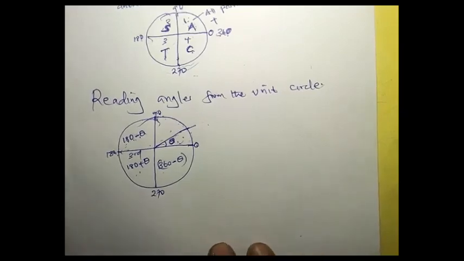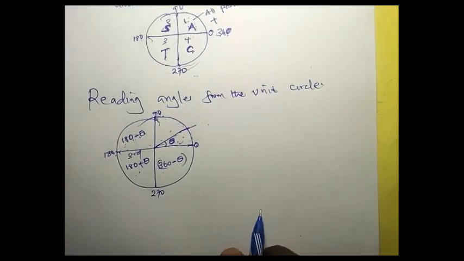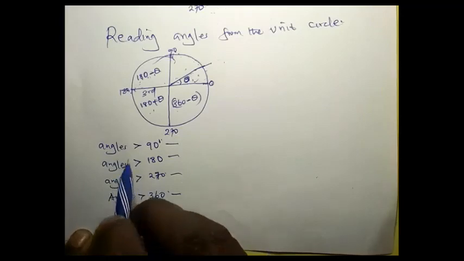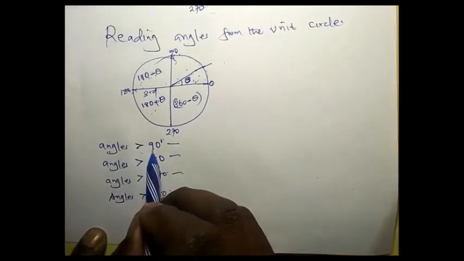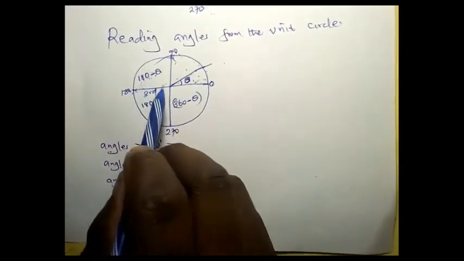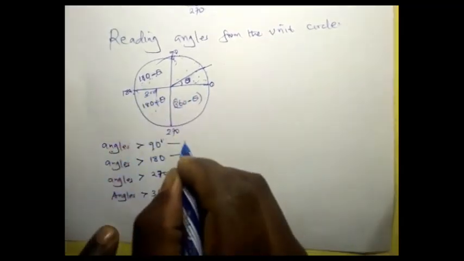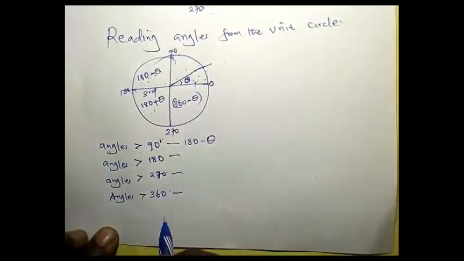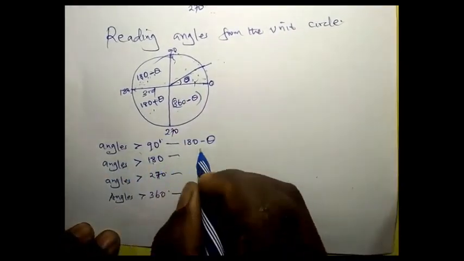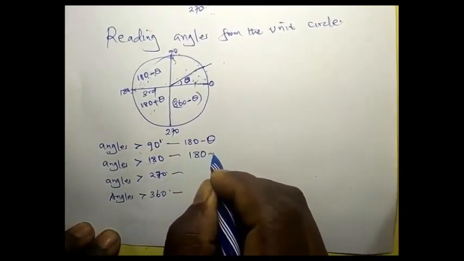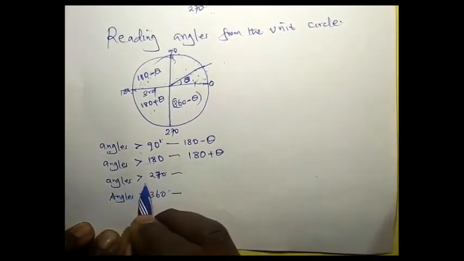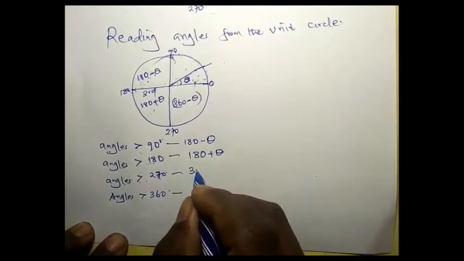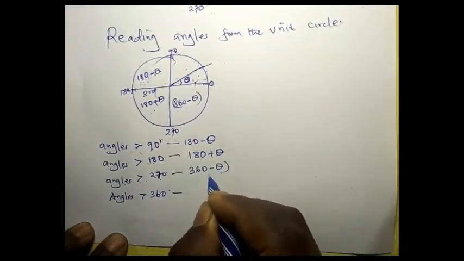So once you have all these concepts, then you will find it very easy and convenient to handle. So we are going to do an example, and then you will see how we are going to use this unit circle. Again, angles that are greater than 90, that means they have entered into the second quadrant. You just have 180 minus theta, as we have said. Angles that are greater than 180, it is 180 plus theta. Angles that are greater than 270, you simply do 360 minus theta.